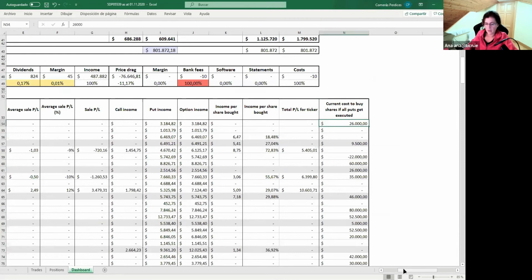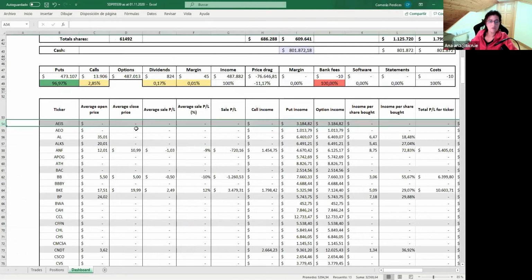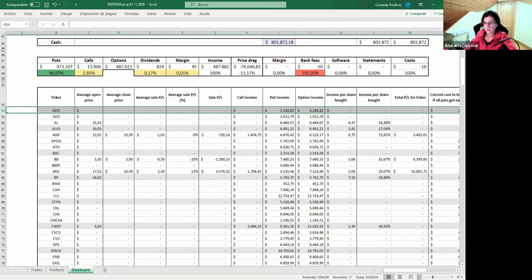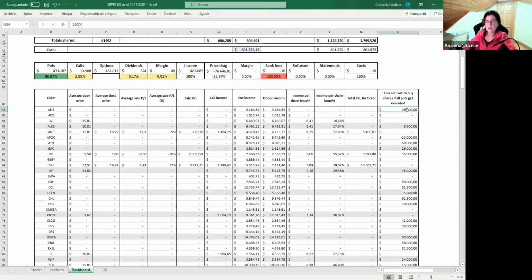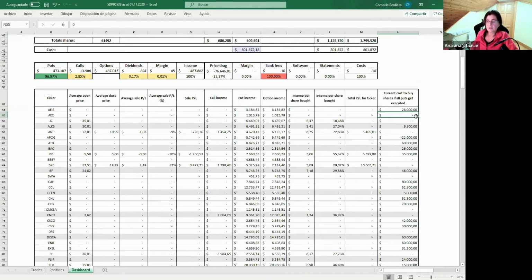Well, in the case of AEIS, this one, we've sold a put. It hasn't been assigned yet, because there's a price here. I can tell that this one hasn't expired yet. In the case of AEO, this one, for instance, there's no average price. This share was never put to us. Some put income was received, so we sold the put, but it would cost us nothing to get this put to us because there's no put at the moment. We just sold the puts, they expired worthless, and that was it.